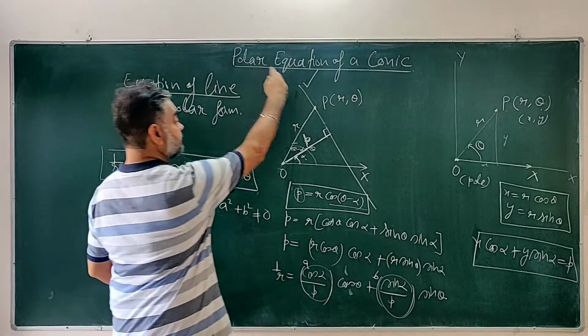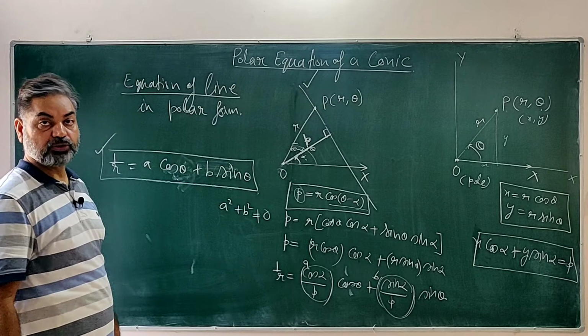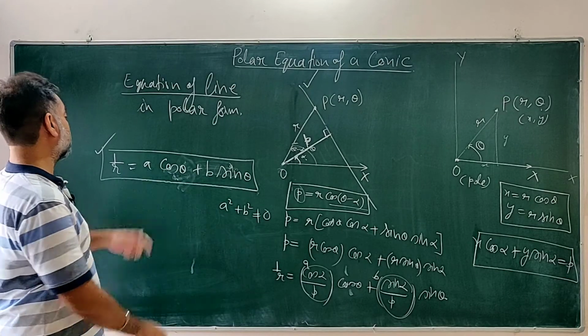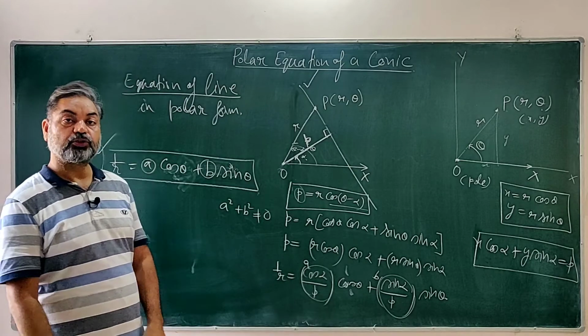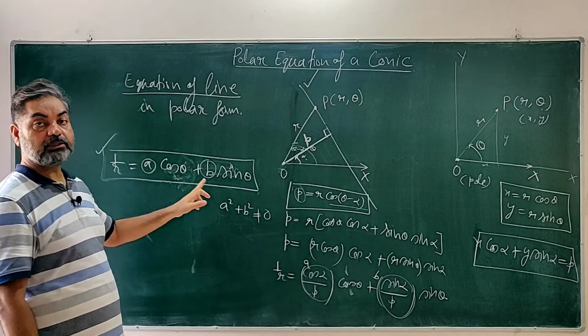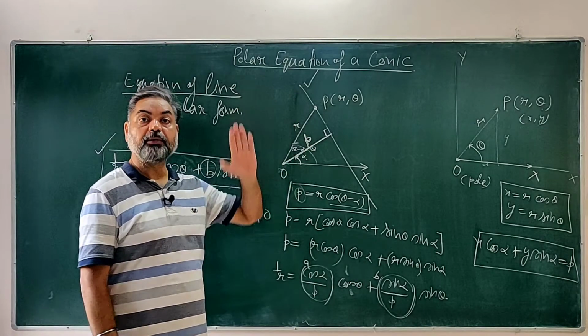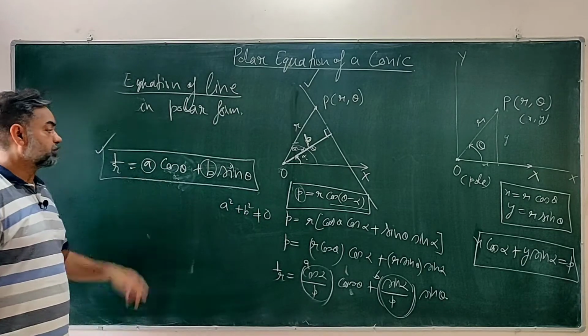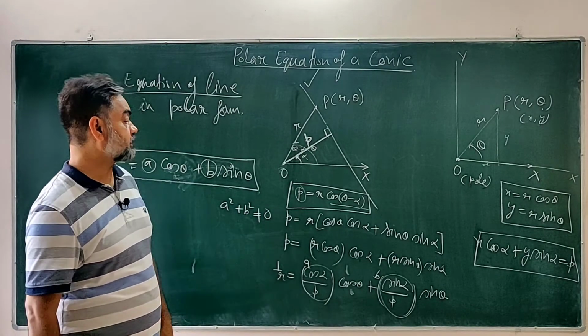So the equation of a straight line in polar form can also be written like this. This is the simplest way of writing the equation of a straight line in polar form: 1 over r is equal to a cos theta plus b sin theta. And further we can discuss cases.